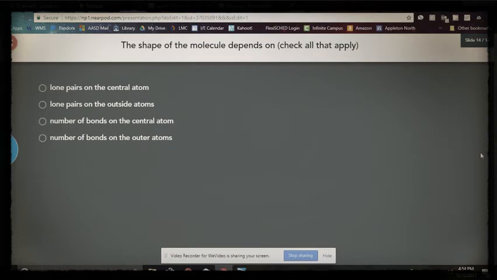Then the shape of a molecule, it's going to be all about the central atom. So lone pairs on the central atom would be counted, and the number of bonds on the central atom would also be counted. We don't care at all about the lone pairs on the outside atoms or the number of bonds on the outside atoms. We only care about those central atoms. So that's how you're going to determine the shape. And then that shape, once again, can help you figure out the polarity of the entire molecule. Because even though you have polar bonds, you may have a non-polar molecule. So we always have to take the shape into account.